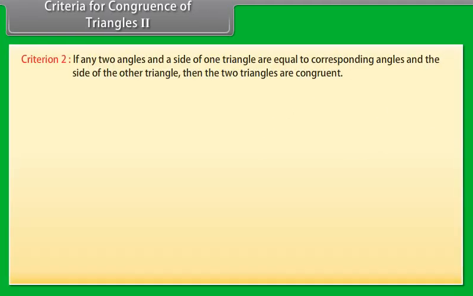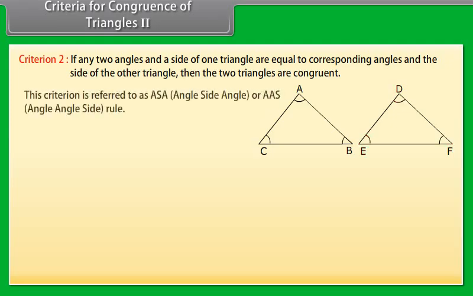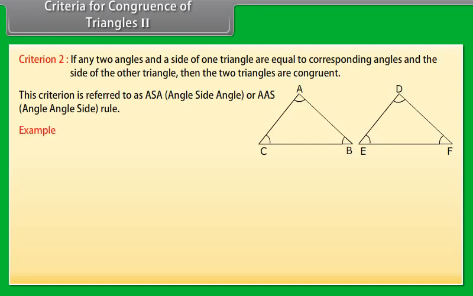Criteria for congruence of triangles 2. The next criterion for the congruence of triangles is that if any two angles and a side of one triangle are equal to corresponding angles and the side of the other triangle, then the two triangles are congruent. This criterion is referred to as ASA, angle side angle, or AAS, angle angle side rule. Let's solve an example now.